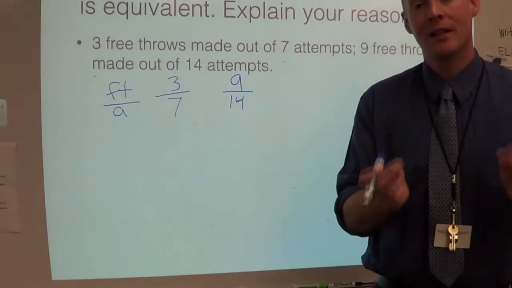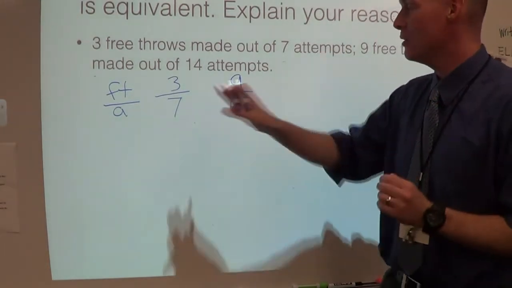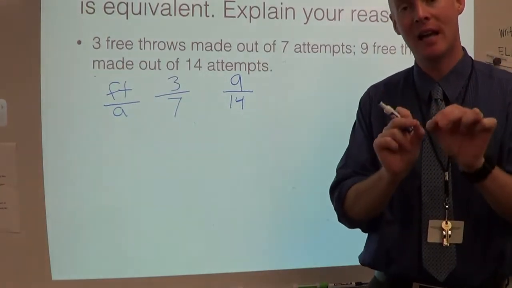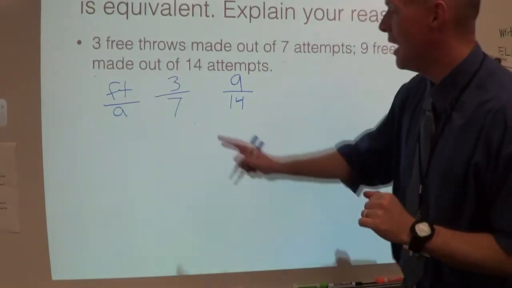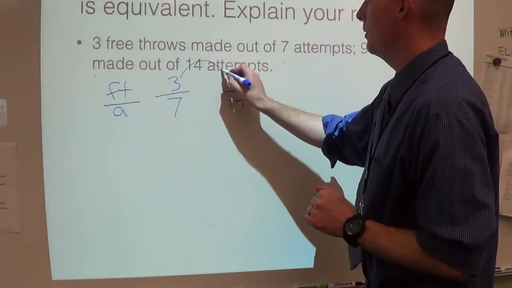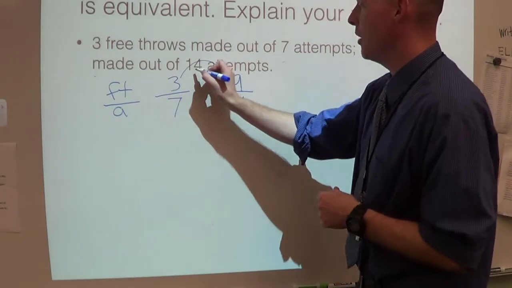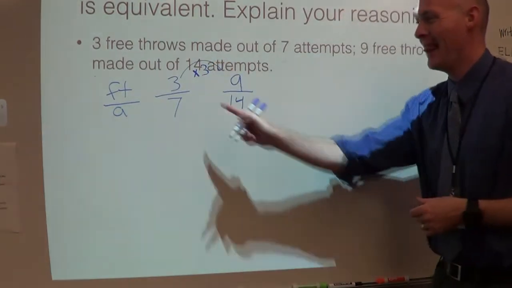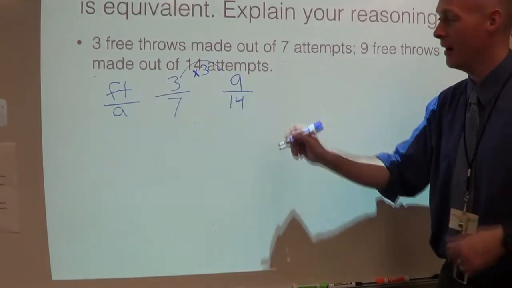Now what I have to do is see, can I do the same operations to get both the numerator and the denominator? Let me show you what I mean. How do I go from 3 to 9? Well, we're going up, so we know we have to multiply. And in fact, I know times 3. Okay, that works to get from there to there.